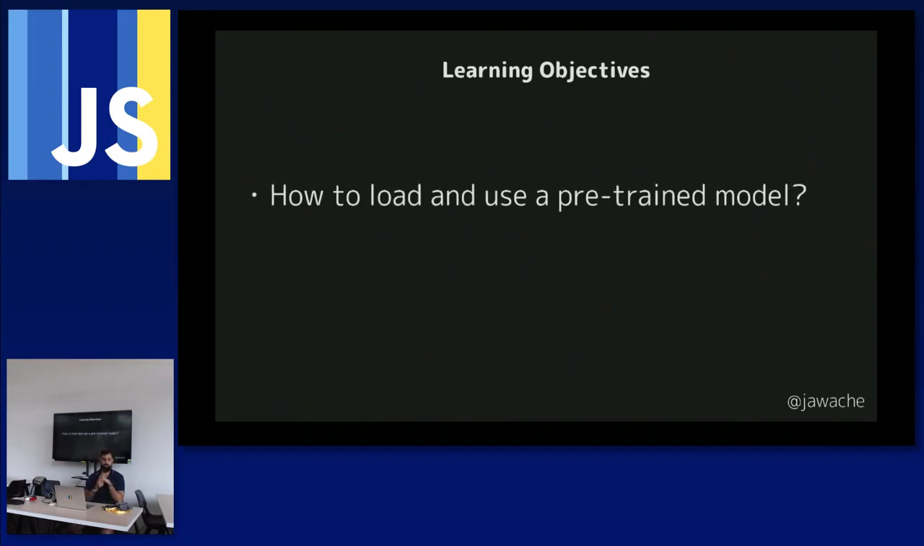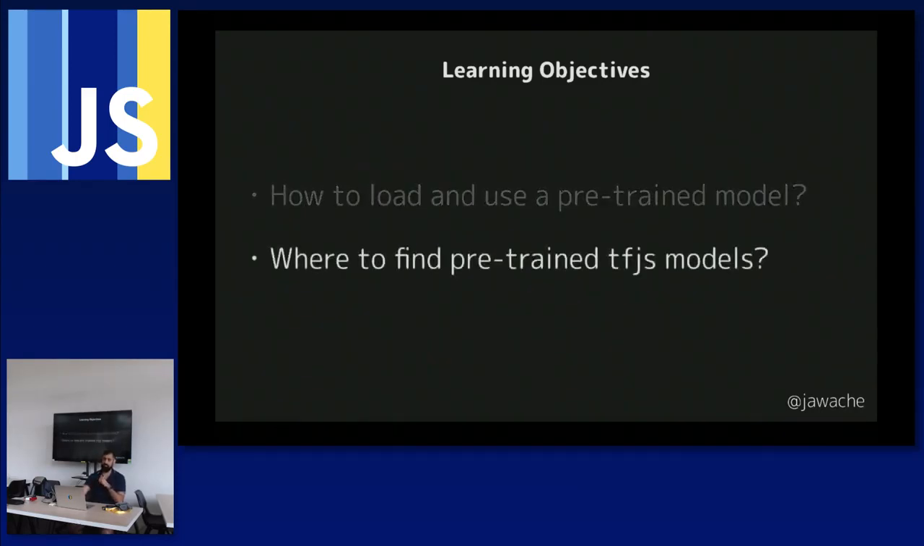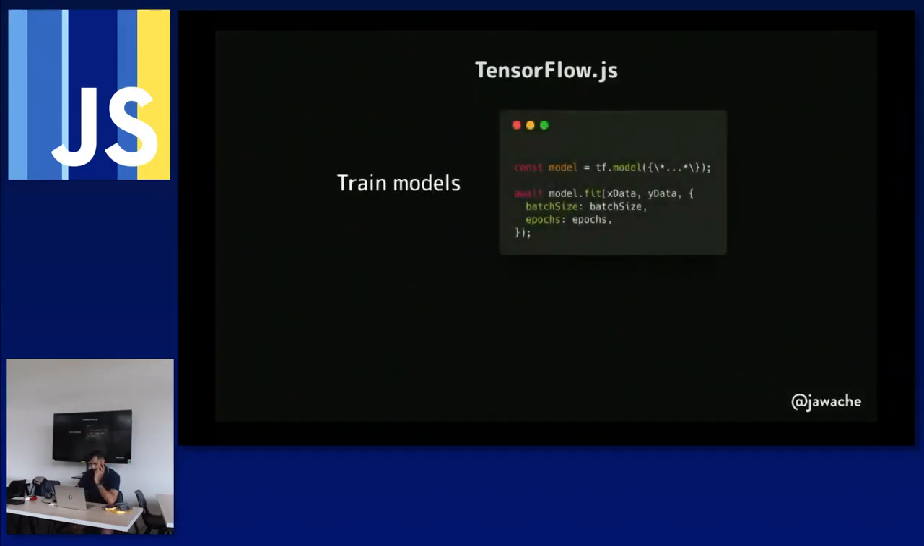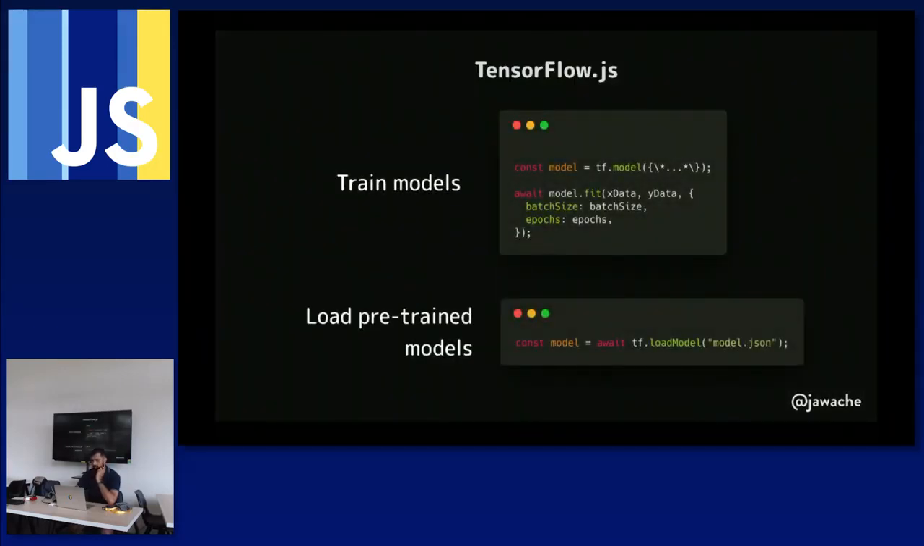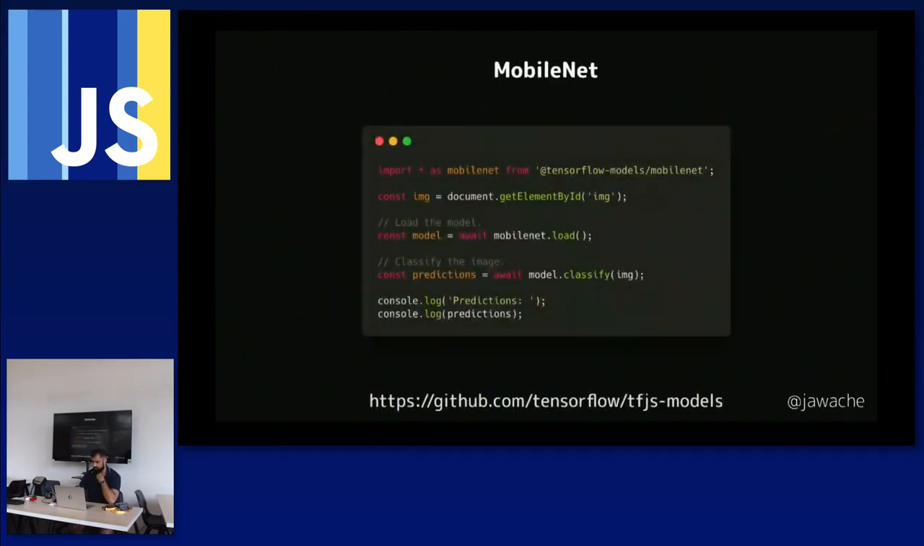So we'll learn how to load and use a pre-trained model, and where to find pre-trained models. Basically, underneath a lot of this stuff, we're just going to do tf.loadModel, which is going to load those models underneath. And this is MobileNet. We're not going to use import statements, we're going to use it via script tags, as all websites should be made. Script tags.